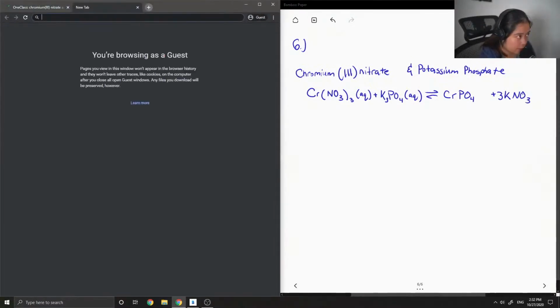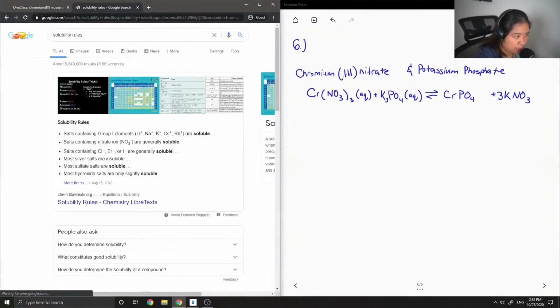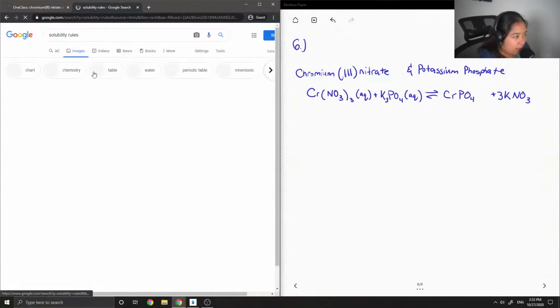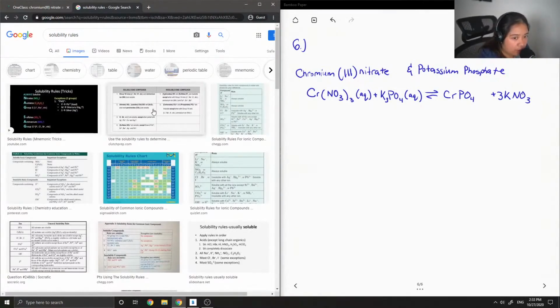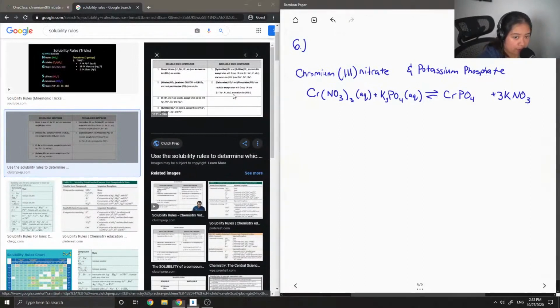So first, let's look up the solubility rules just to see which ones will precipitate and which ones will be soluble. I don't know if you can read it, but for the first one, phosphates are insoluble except when with group 1A ions, such as lithium, sodium, potassium, or ammonium. So for our product, since it's reacting with chromium, this won't be soluble and it'll stay as a solid.